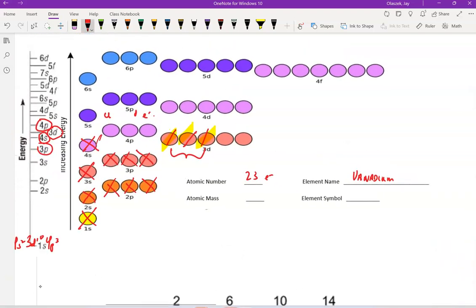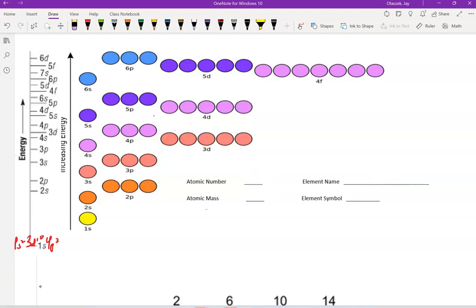Let's get rid of all this stuff. And so what we're going to say is copper, and copper has an atomic number of 29. So where are we going to put them? Start with the 1s, that's 1 and 2, 3 and 4, 5, 6, 7, 8, 9, 10, 11, 12, 13, 14, 15, 16, 17, 18, 19, 20, 21, 22, 23, 24, 25, 26, 27, 28, 29.